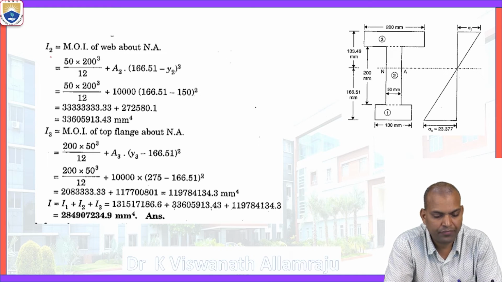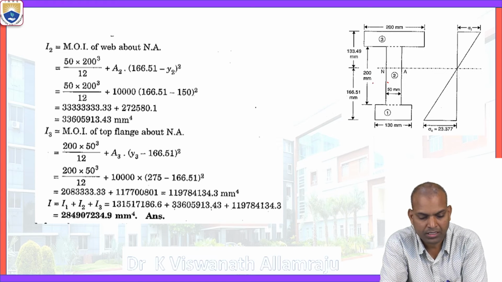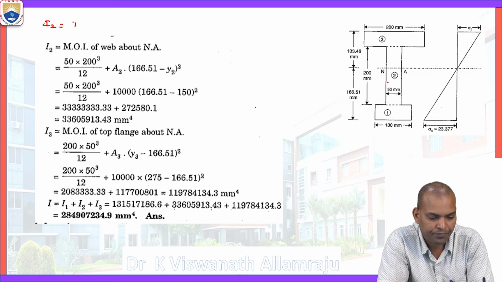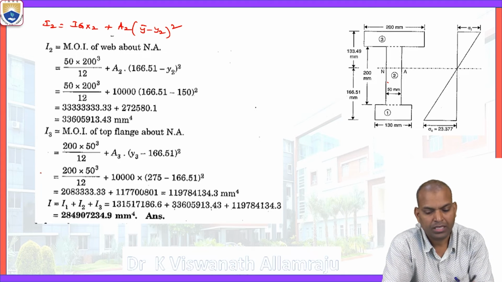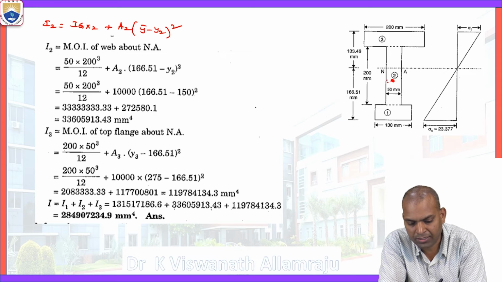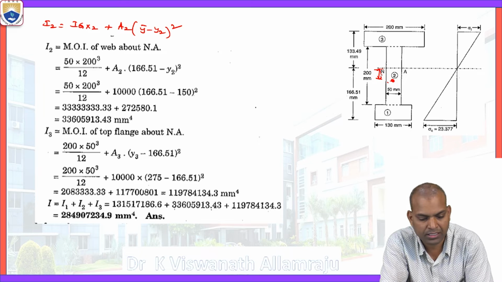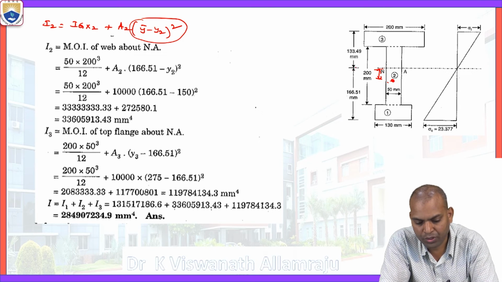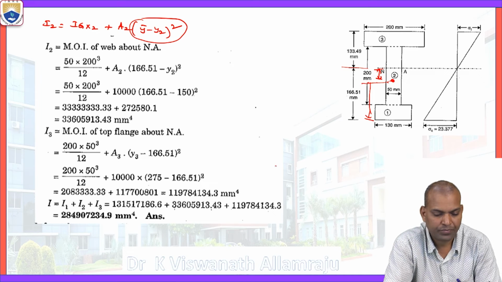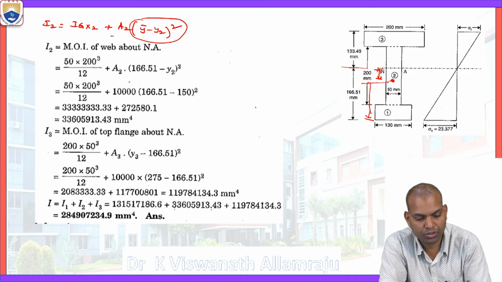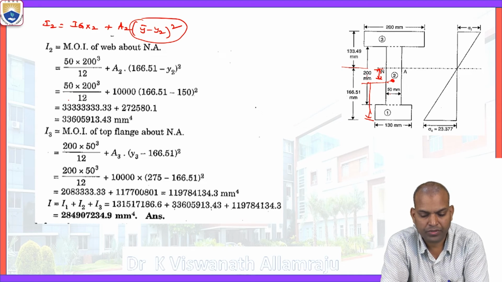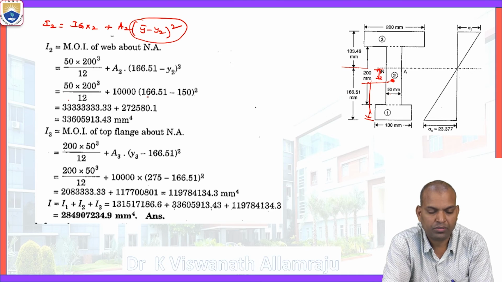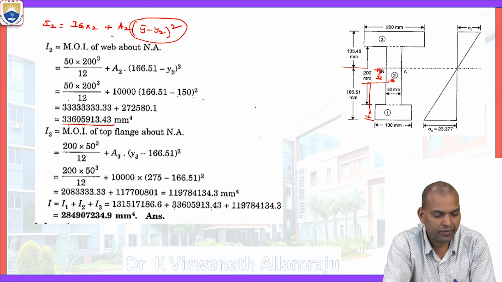Similarly, we have to calculate I2 and I3. What is I2? Moment of inertia of web about neutral axis. So again, formula for this I2 equals IGx2 plus A2 times bar y minus y2 whole square. That is the central distance of web about neutral axis, the meaning of this term. We know the bar y and we want this distance, so if you subtract, it will come out. So bd cube by 12: 50 into 200 cube by 12 plus A2, 50 into 200, times 166.51 minus 150 square.